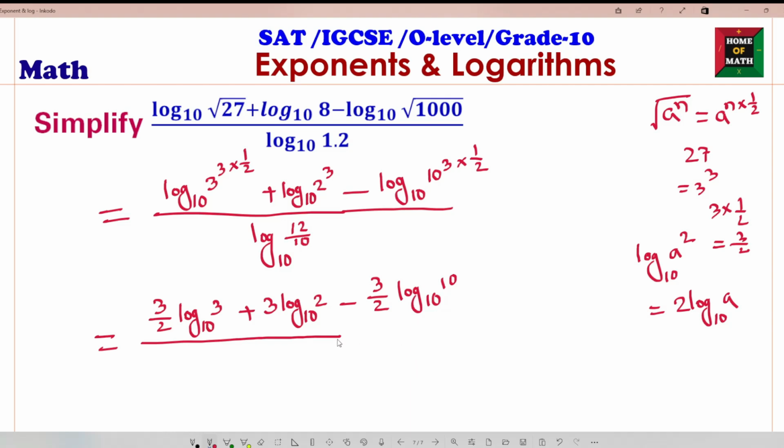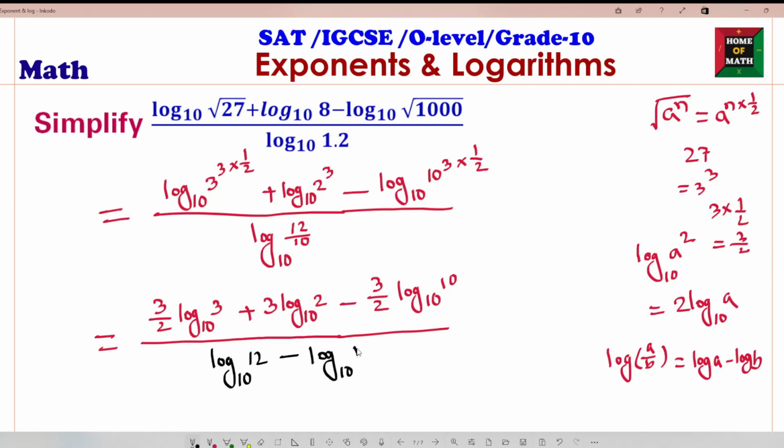Okay, so lots of things we are doing. Now here is 12, we need to do something. Before that, we can write like this. We know about log a by b, we can write log a minus log b. So in this case we are also doing the same thing, log base 10 of 12 minus log base 10 of 10.